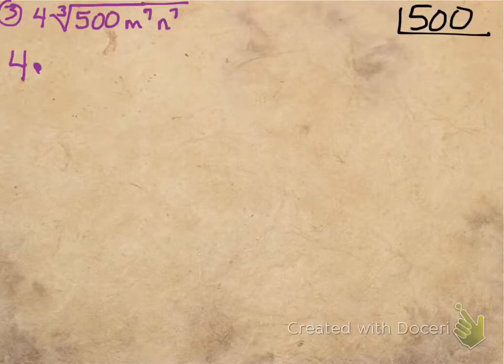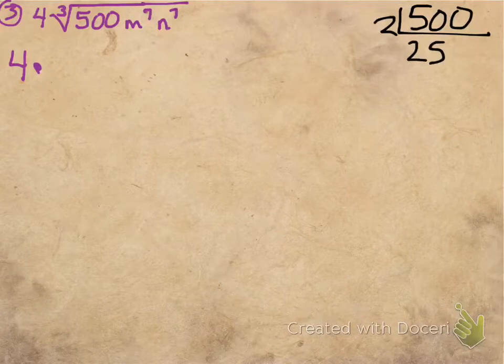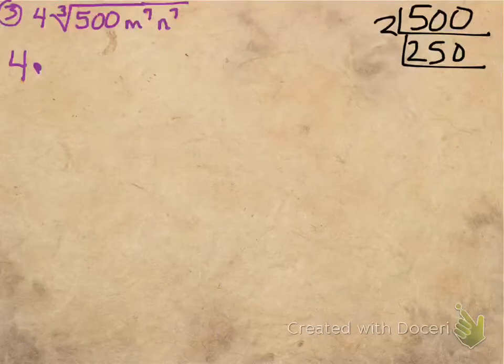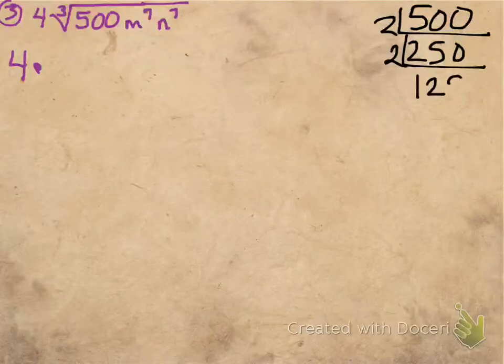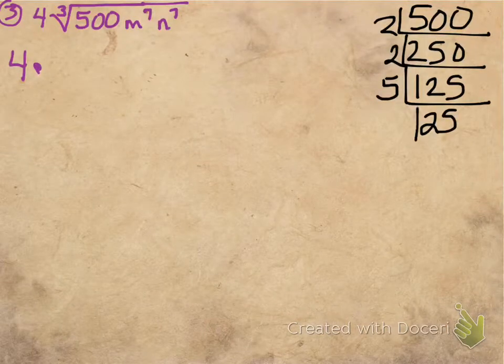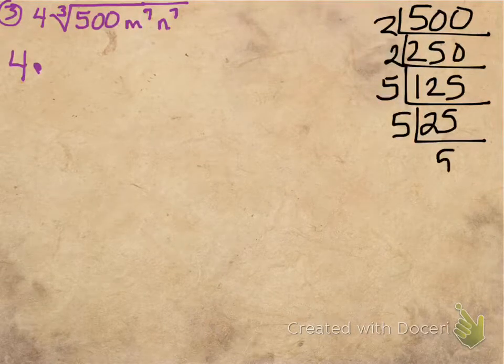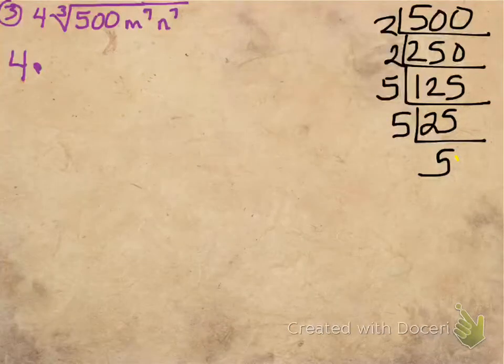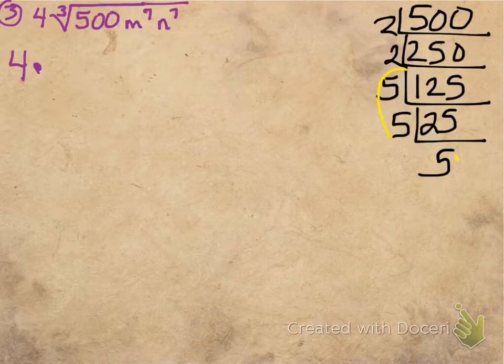What's that divisible by? 2. Leaving us 250. What's 250 divisible by? 2. Leaving us 125. What's 125 divisible by? 5. Leaving us 25. And that's 5 and 5. So what do I have a set of? 2s and 5s. Do I have a full set of 2s? 'Cause I need 3 of them. But I do have a full set of 5s. So a 5 can come out.